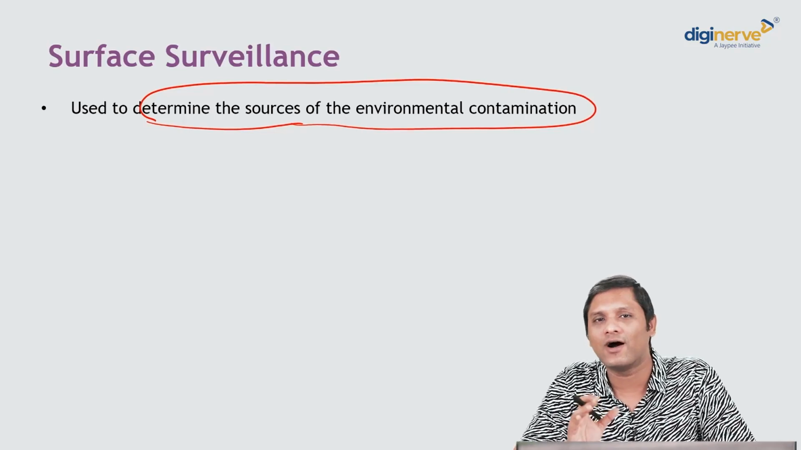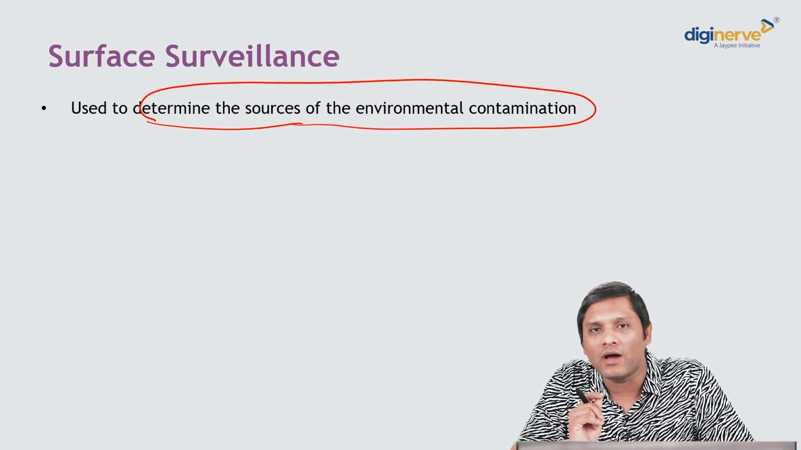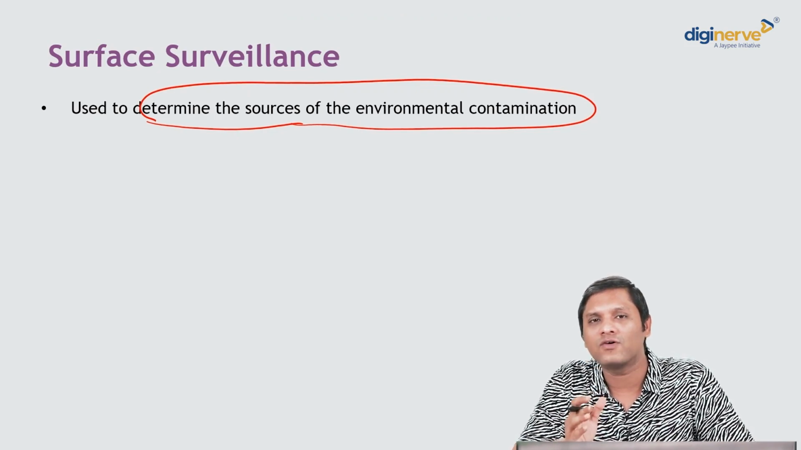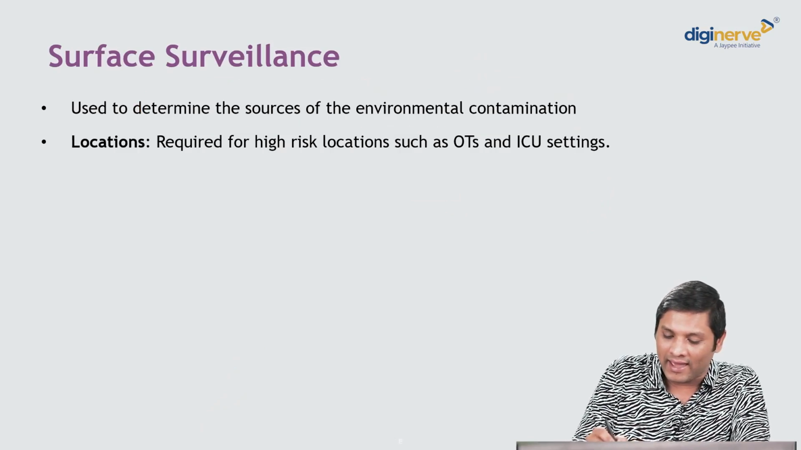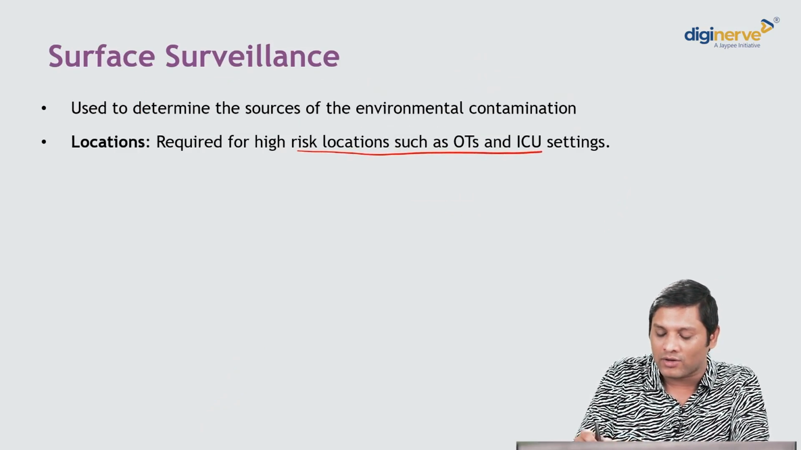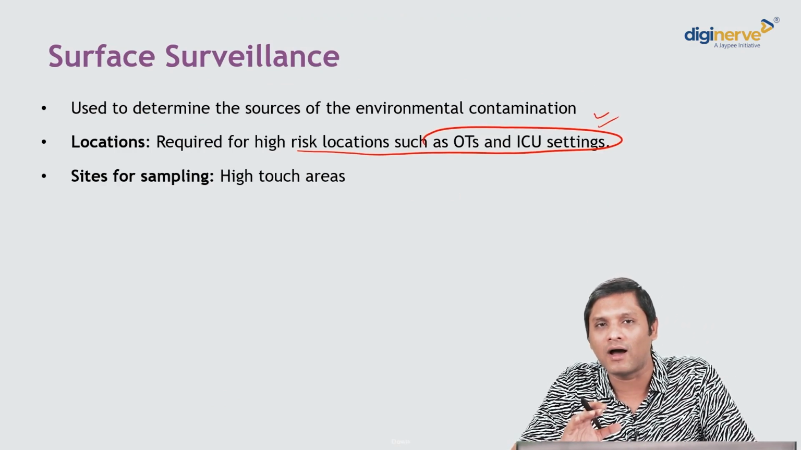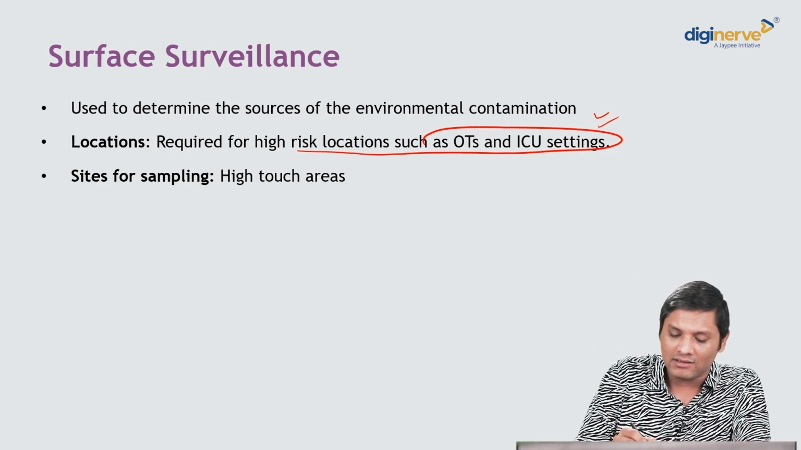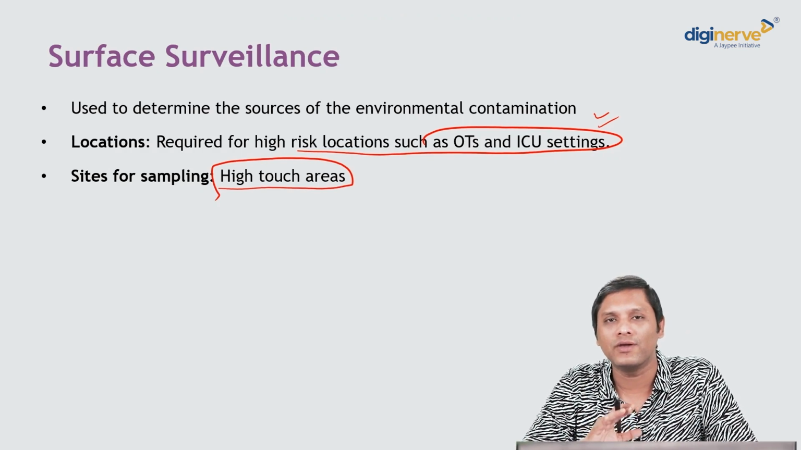So if you have surgical site infection outbreaks, SSI outbreak, in a hospital, then you need to perform surface surveillance; of course air surveillance also you have to do. Along with that, surface surveillance of the operation theater needs to be performed. So what you do is, as I told you, high risk locations such as OTs and ICUs, the surface surveillance may be conducted, and the high touch areas of those locations need to be sampled.